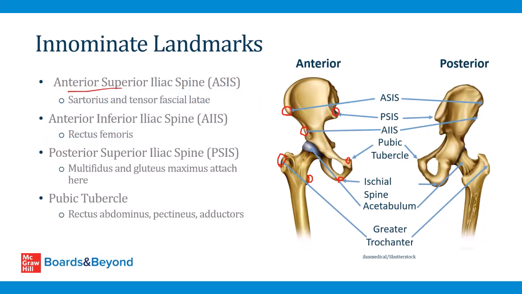So when we look at the ASIS, we get sartorius and the tensor fasciae latae attaching here. When we look at the AIIS, we get the rectus femoris coming off here. When we look at the posterior portion, we get multifidus coming up and across, and we also get gluteus maximus, which goes over this joint space. From the pubic tubercle, we get superiorly the rectus abdominis, the pectineus, and then inferiorly, we have the adductors coming down. So these are the big muscle groups we'll use in treatment of the innominate.